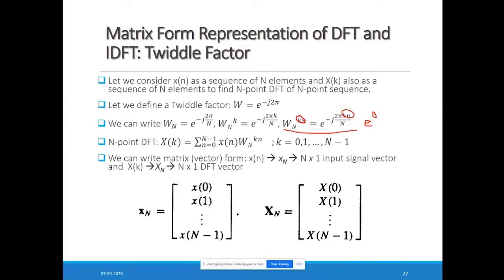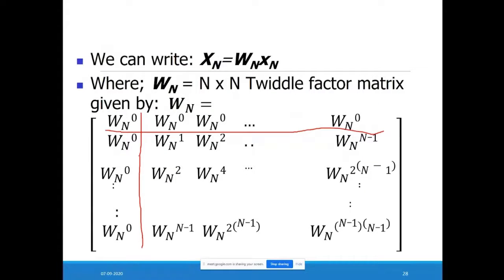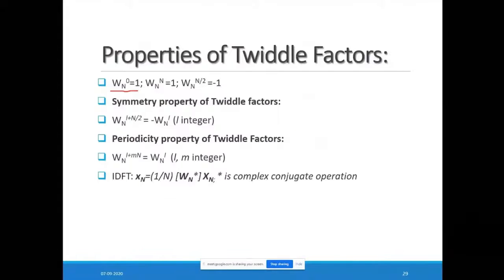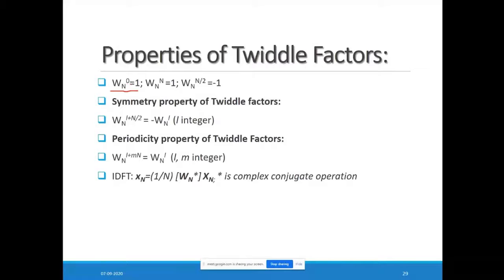So omega n raised to kn, for the first column and for the first row, your values are nothing but omega suffix n raised to kn. The value of kn is equal to 0. So in e raised to minus j 2 pi kn divided by N, the kn term is 0, so e raised to 0, which represents the value 1. In short, omega n raised to 0 is equal to 1.